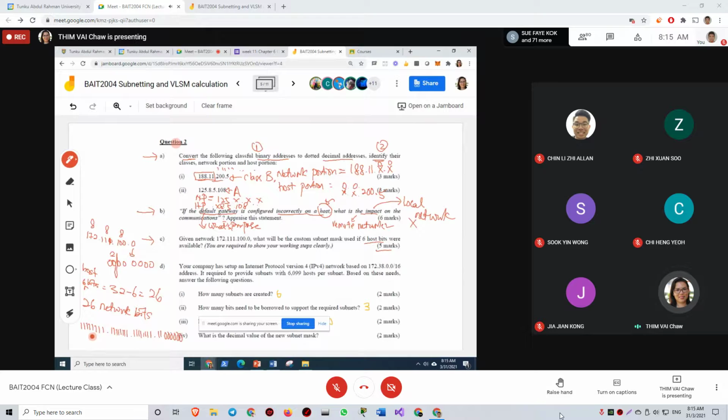So in terms of decimal value, you have 255.255.255.192. The reason he requires you to show the working steps is because the working steps will give you marks. So here will be half a mark. If you directly give this particular custom subnet mask without the calculation, you can only score 1 mark. You will miss out all these 4 marks already.